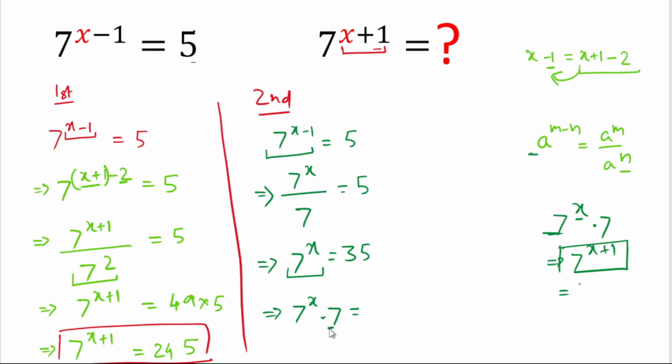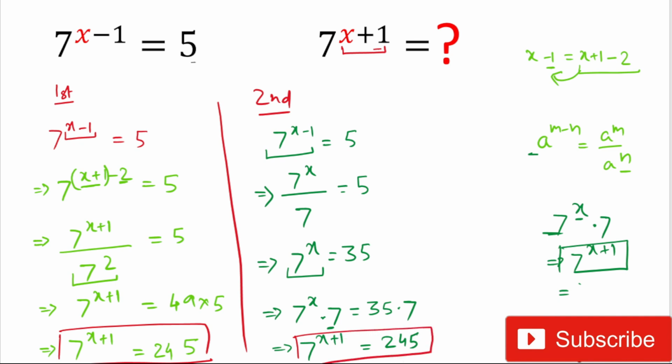In the left hand side we have multiplied by 7, in the right hand side we will also multiply by 7. 35 multiplied by 7. So here we can write it as 7 to the power x plus 1, and in the right hand side 35 multiplied by 7 is 245. So friends, here again we have calculated the value of 7 to the power x plus 1 equals 245 here and here also.